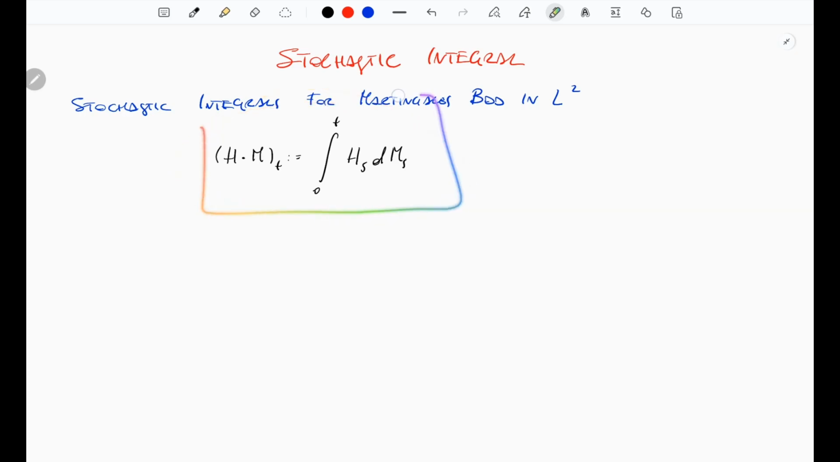Eventually, this is the object, which is a random variable if you fix t, otherwise it's a stochastic process. So the stochastic integral is a stochastic process. That is what we're going to be defining in today's video.